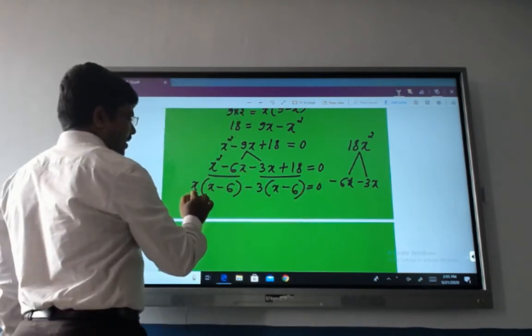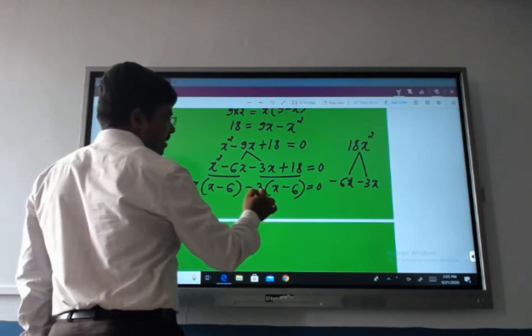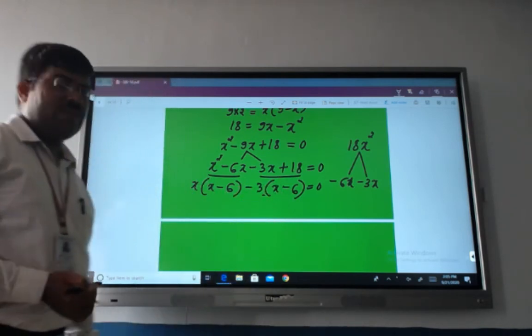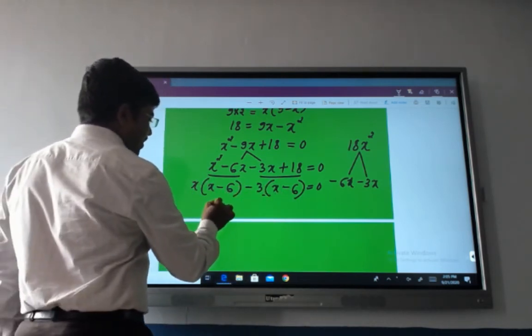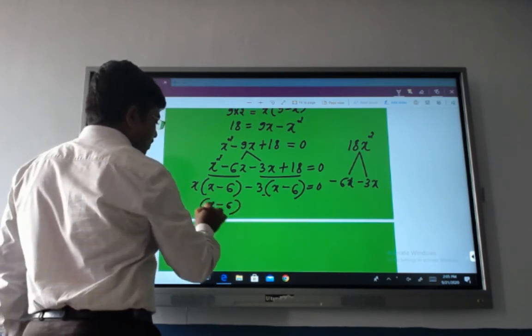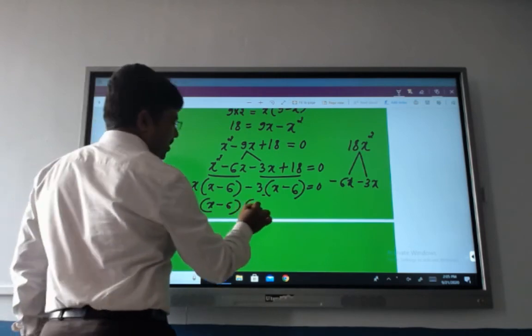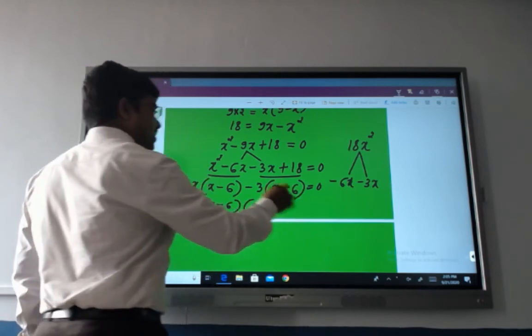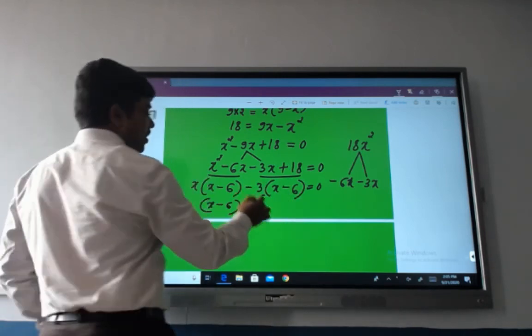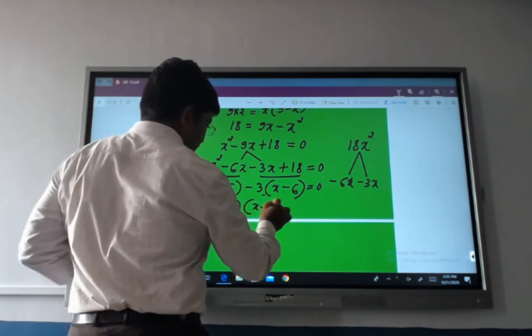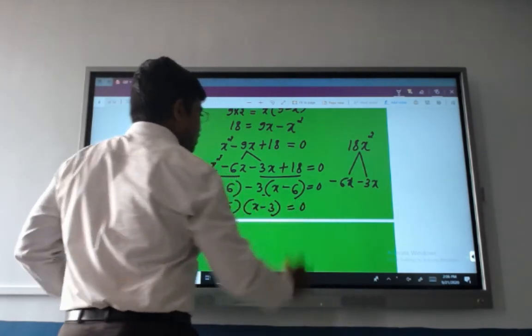Now see this group x minus 6, here also x minus 6 is there. So we will take x minus 6 common. After taking x minus 6, what is left? x, so write x here. Here also x minus 6 is already taken outside, so what is left? Minus 3 is left. Is equal to what? 0.